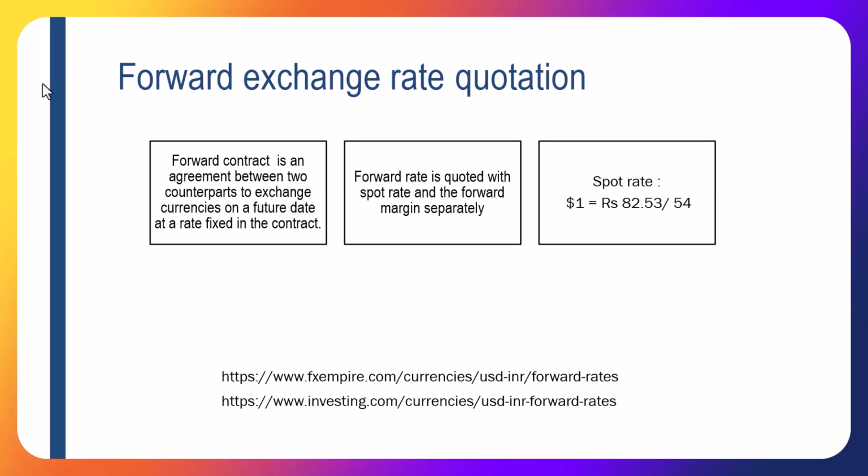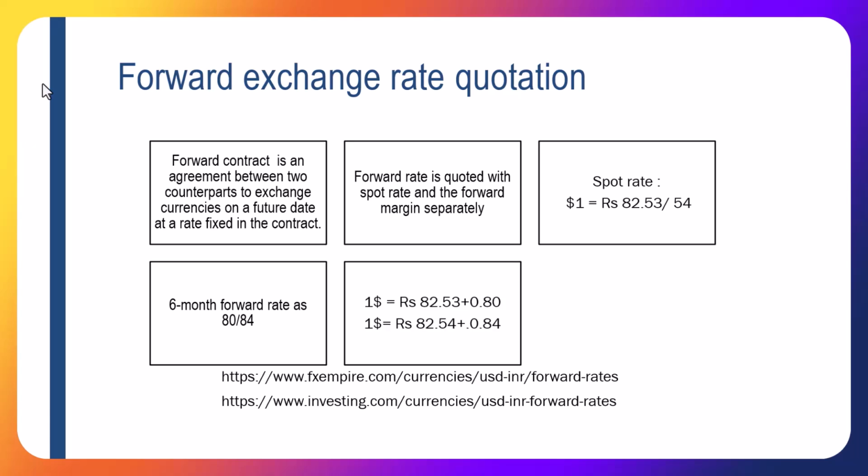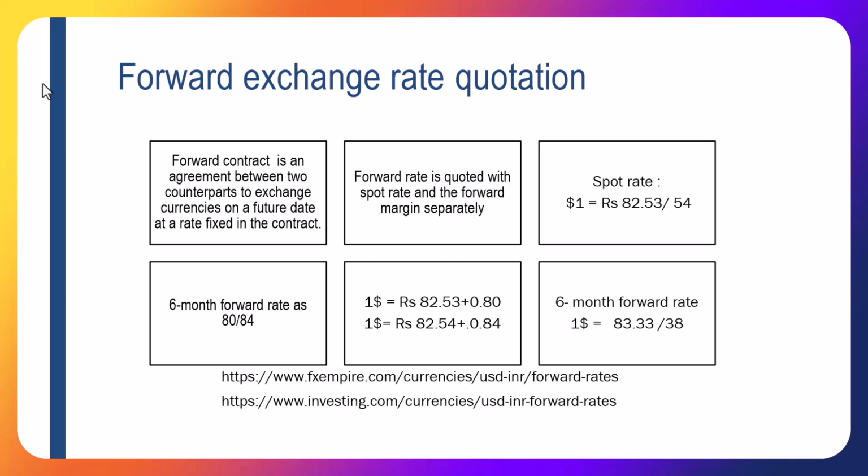The spot rate, suppose, is 82.53 and 0.54. So $1 is equal to 82.53, which is the bid rate, and the ask rate is 82.54. Now bid belongs to the exporters, normally, remember that, and ask belongs to the importers. Whenever you are going to import, you have to pay at the ask rate, which is higher, and whenever you are getting money from abroad, you are going to surrender your dollars or whatever currency, and you are going to get the bid rate. So bid is always lower than ask.